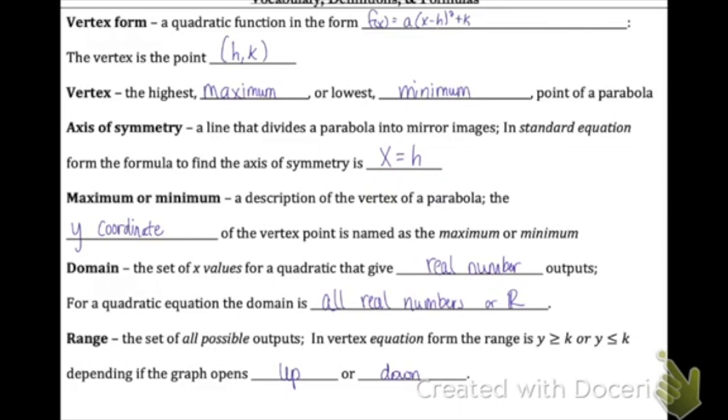Our domain is the set of x values for a quadratic that give real number outputs. For a quadratic equation, the domain is always all real numbers. You can write that out, or you can make this little double bar R. Your range is the set of all possible outputs. In vertex equation form, the range is either going to be y is greater than or equal to your k value, or y is less than or equal to your k value, depending on if the graph opens up or down.